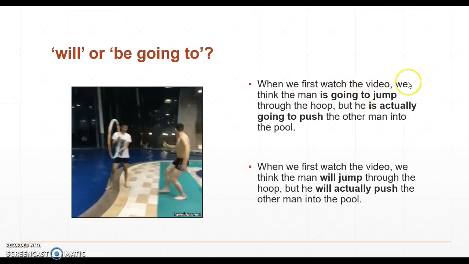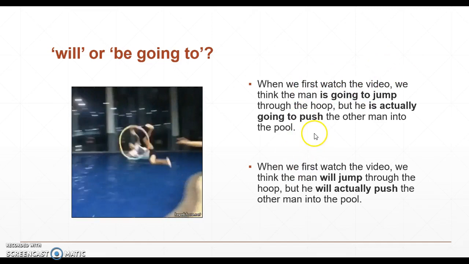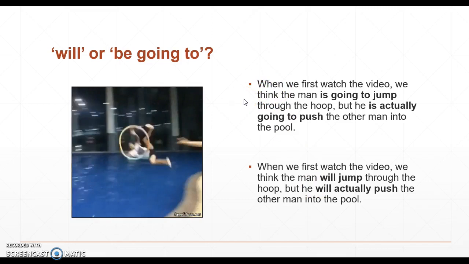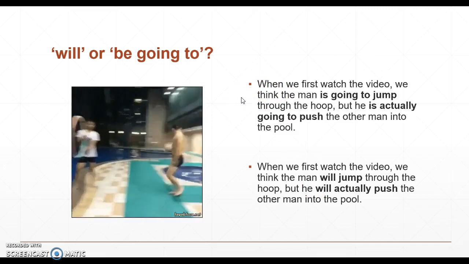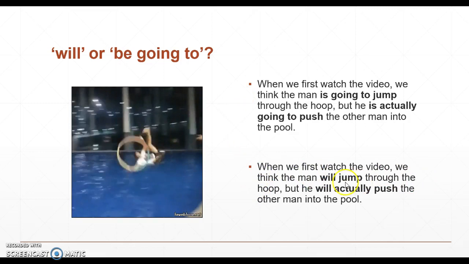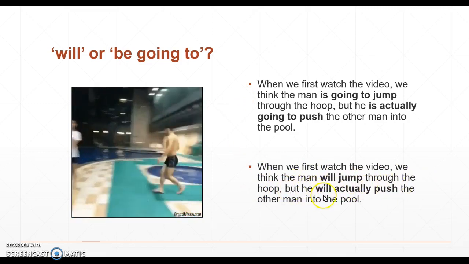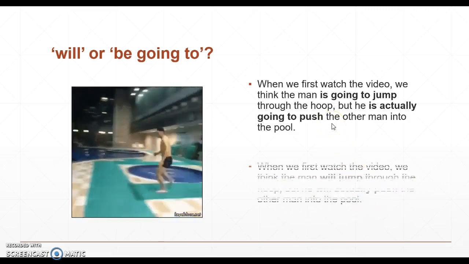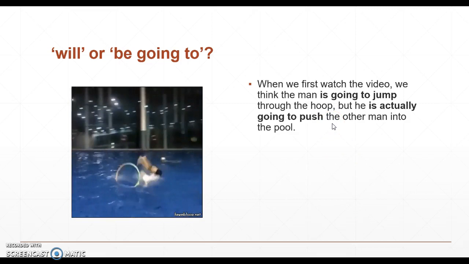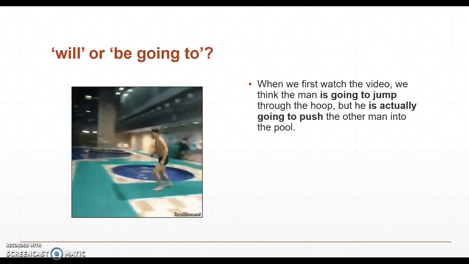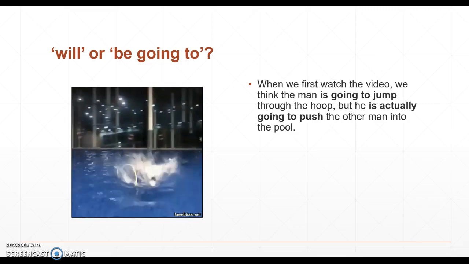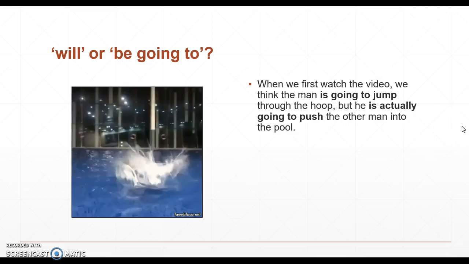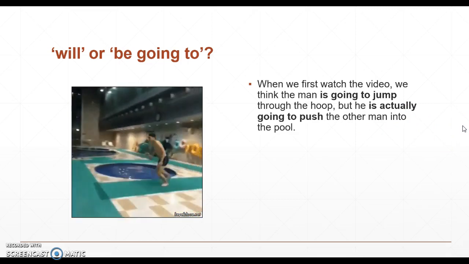Okay, so we want to know which one of these sentences is more accurate. When we first watch the video, we think the man is going to jump through the hoop, but he is actually going to push the other man into the pool. Or when we first watch the video, we think the man will jump through the hoop, but he will actually push the other man into the pool. In this case, again, it's a matter of prior plan. We think that this person is planning to jump through the hoop, but he actually planned beforehand to push this guy into the pool. So they're both prior plans.